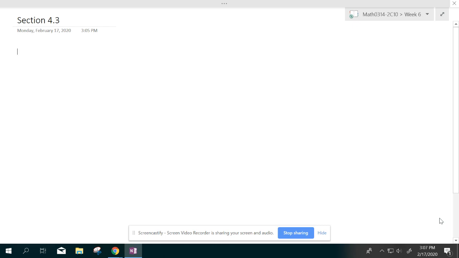If you want to join me on page 240, I'm going to be on page 240 covering section 4.3. And this is where we get into factoring. In this section, we're going to focus on factoring out the greatest common factor, and factor by grouping.